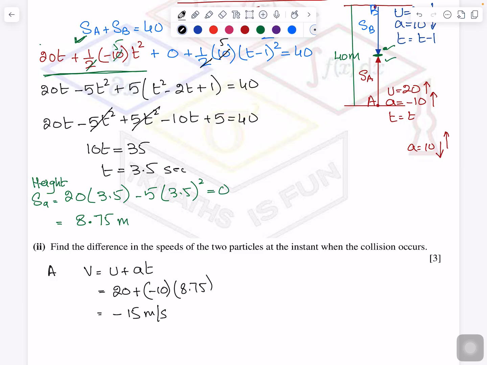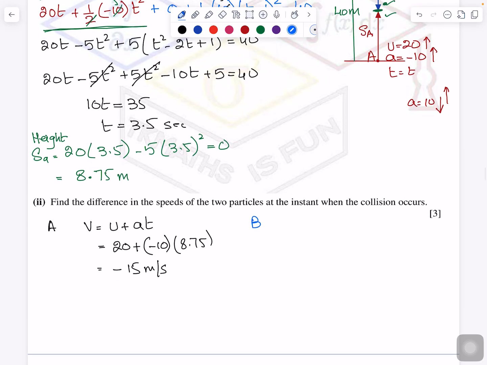Now let's do it for particle B. Particle B is increasing, so that velocity should come positive. V is equals to U plus AT. Okay, so U is 0, A is 10 and T is 8.75.